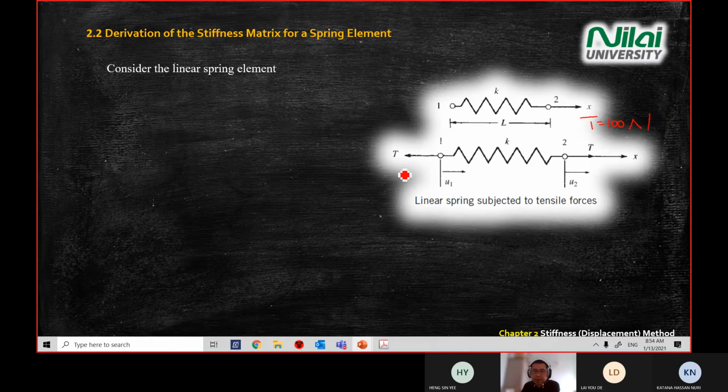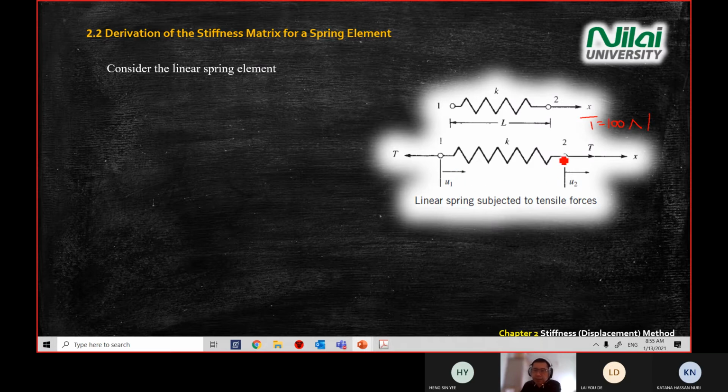Katana, what is the value of T here? What is the T value you have at point 1? It will be the same. What is the value? 100 Newton. Okay, and is it positive or negative? If this is positive, then this other direction is negative. So it will be T equal to negative 100 Newton. Yes. Okay, good.